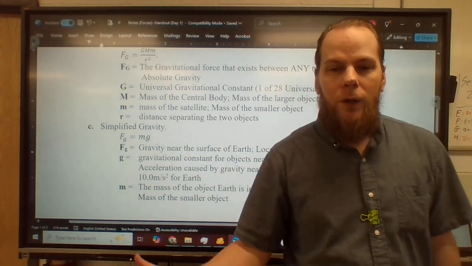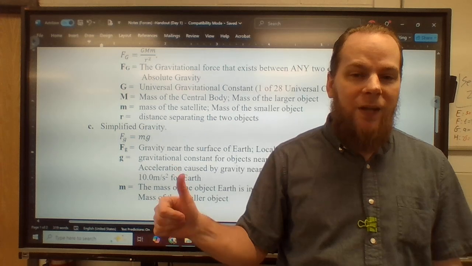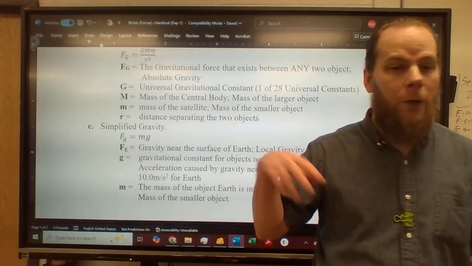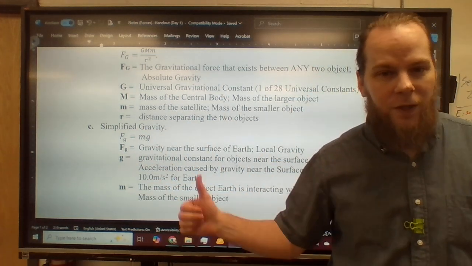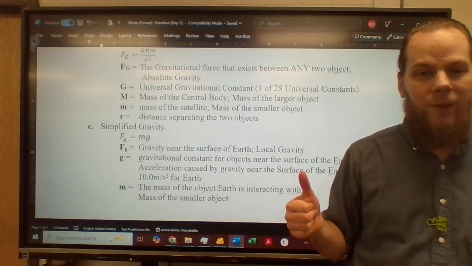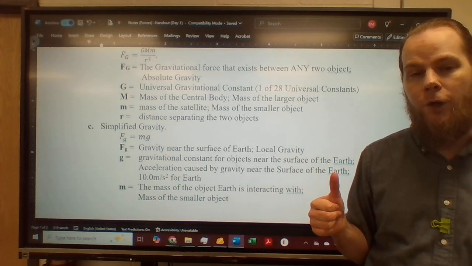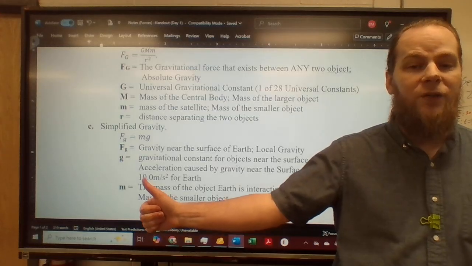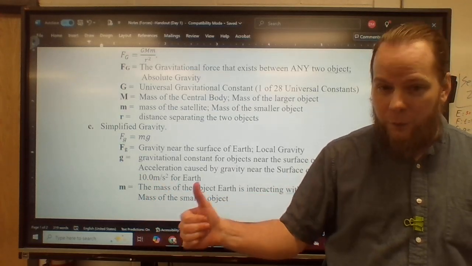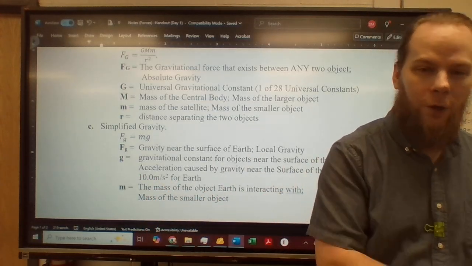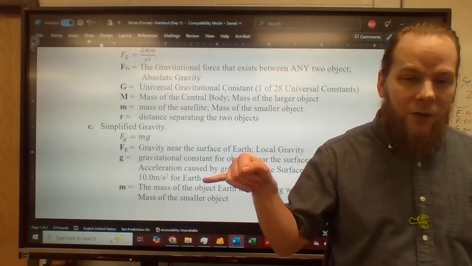Okay, so little g is the gravitational constant for whatever the object is. In our case, it's going to be the gravitation near the surface of the Earth. Or you could say it's the acceleration caused by gravity near the surface of the Earth. And that value is a number.